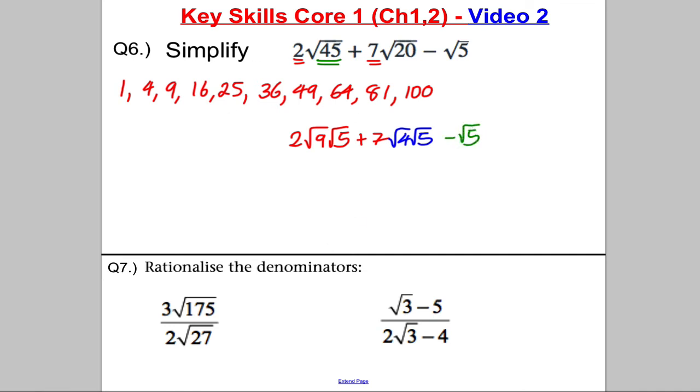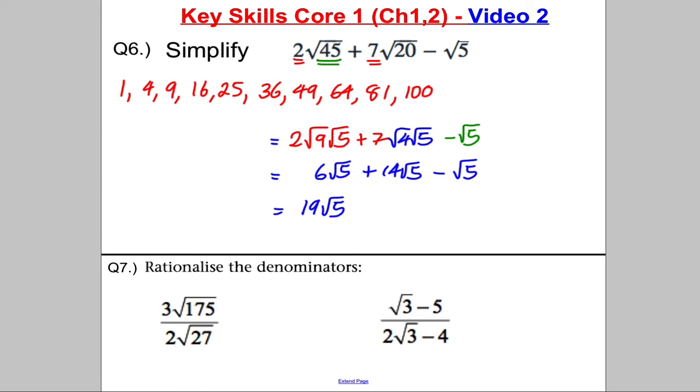Now we can tidy this up. Root 9 is actually 3, and 2 multiplied by 3 is 6. So we have 6 root 5s from here. Root 4 is 2. 7 times 2 is 14. So we actually have 14 root 5s from here, and we've got to take away 1 root 5. 6 add 14 is 20 root 5s. Take away 1 root 5, which would be equal to 19 root 5s. I should have written an equals here, and equals here.